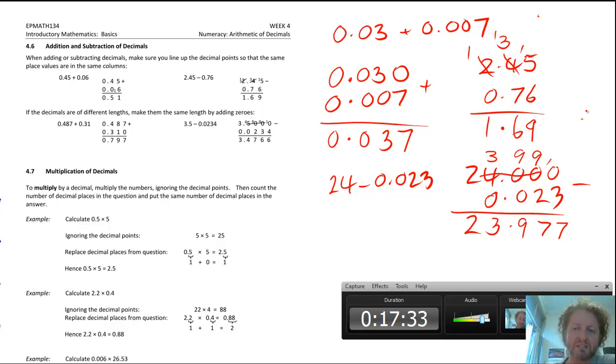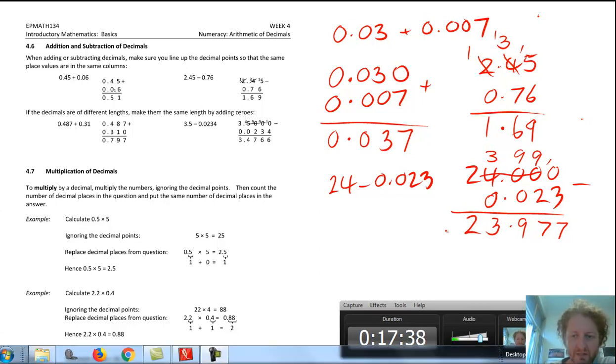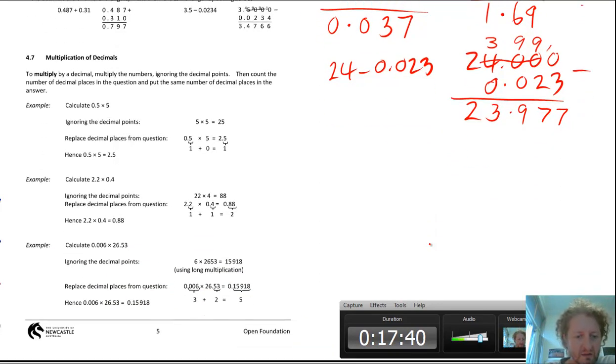But now multiplication of decimals, that needs a new technique. Let's just bring it down a bit. There we go, and delete a bit.